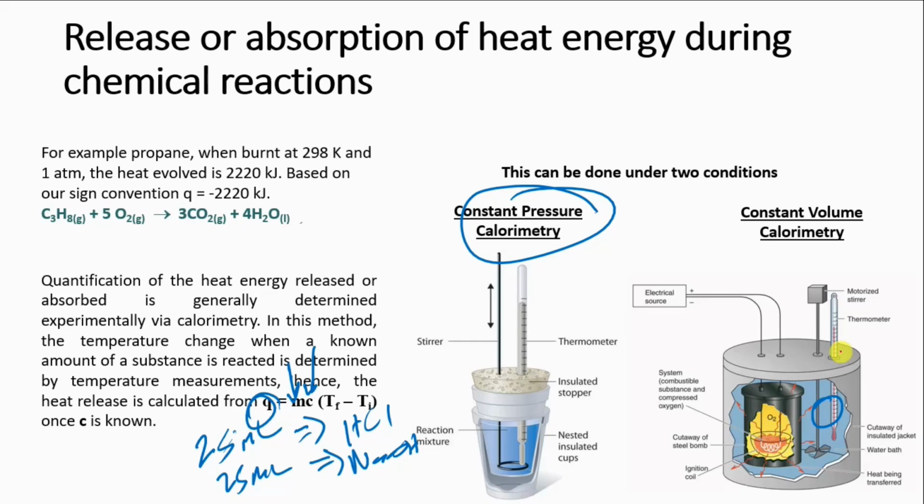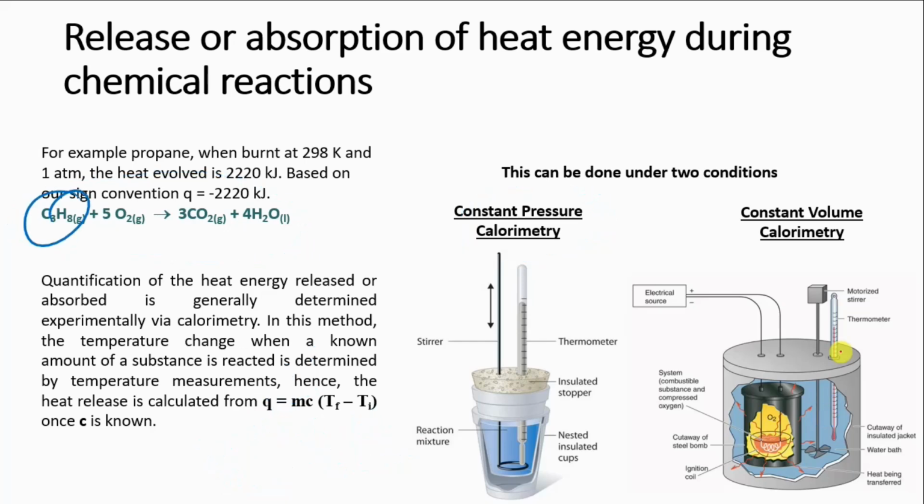Now here's a very important reaction that we all make use of in preparing our meals. The burning of propane in our propane tanks at home is known to release something like 2,220 kilojoules per mole of propane. And that's a very important reaction because, like I said, this is the reaction that we use to heat our pots such that we can prepare our meals.